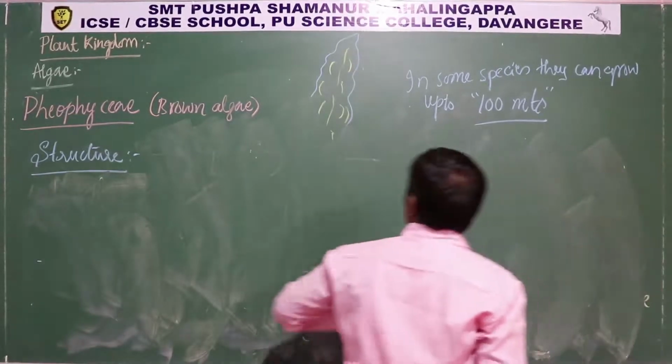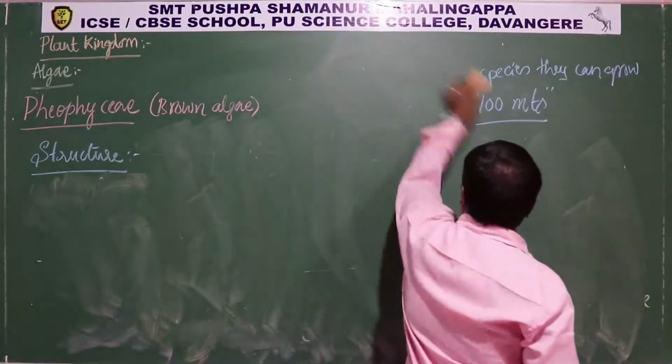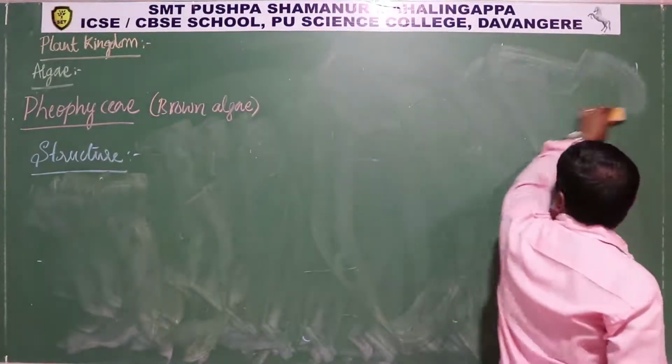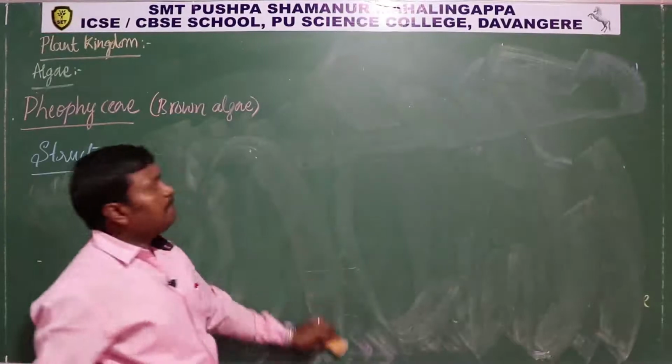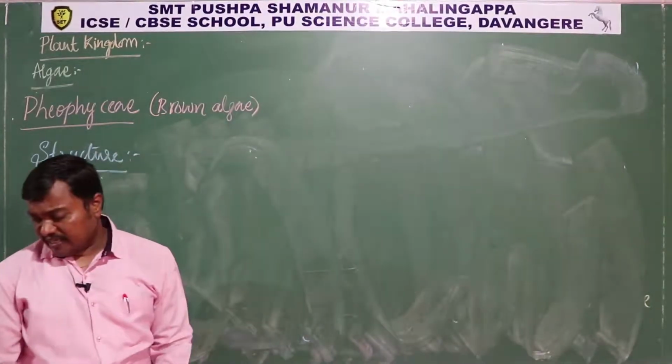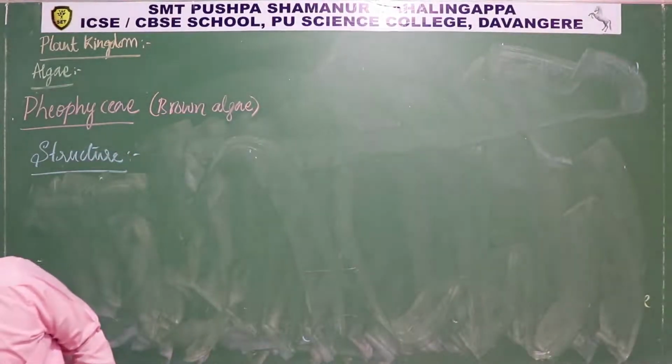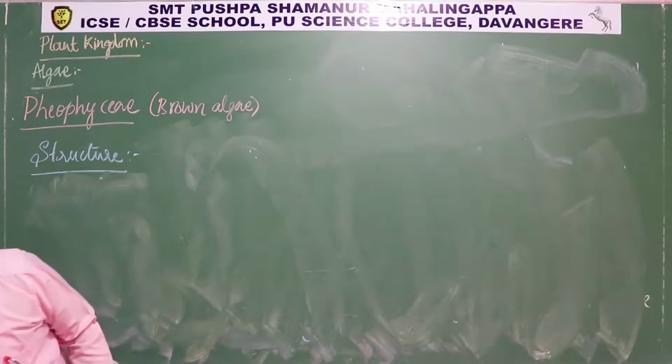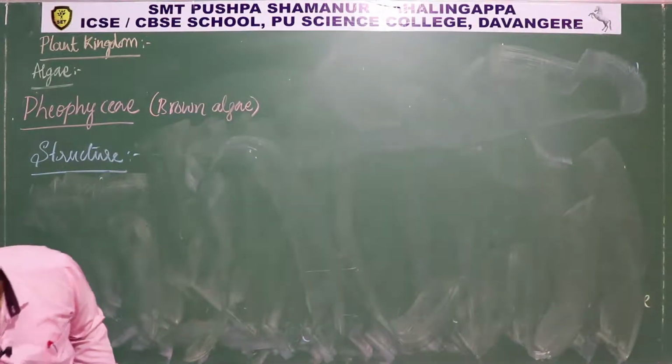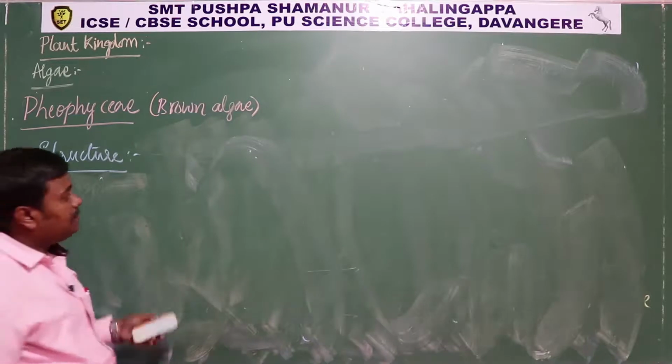And in some forms the frond is provided with air bladders for floating. So there are forms with air bladders too. With the help of air bladders they can easily float in the water.